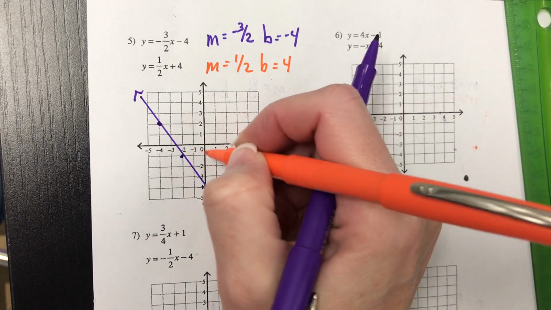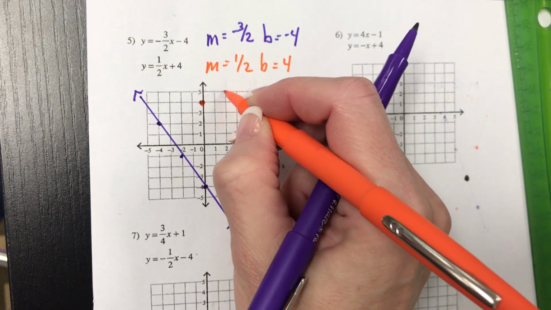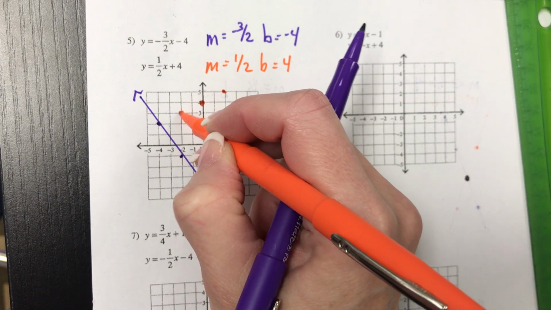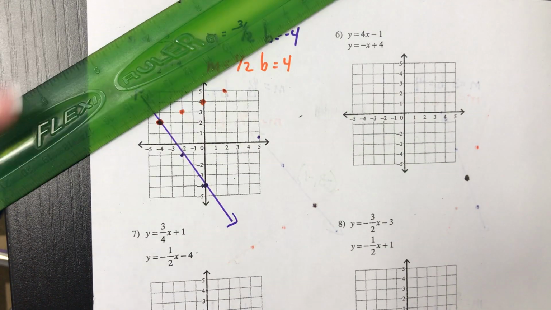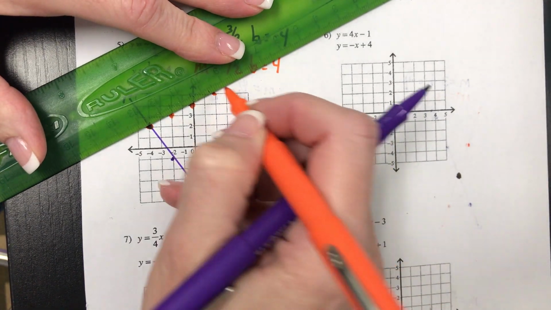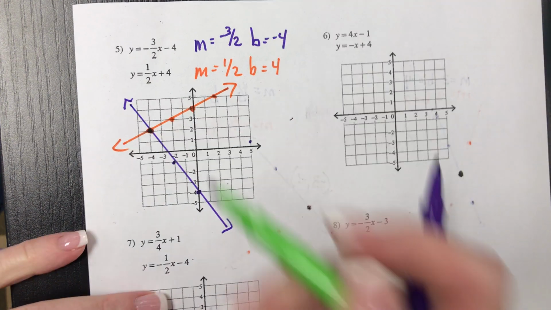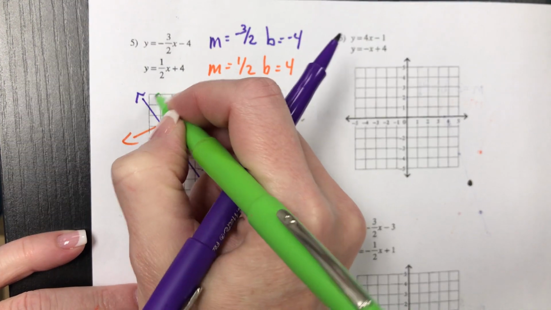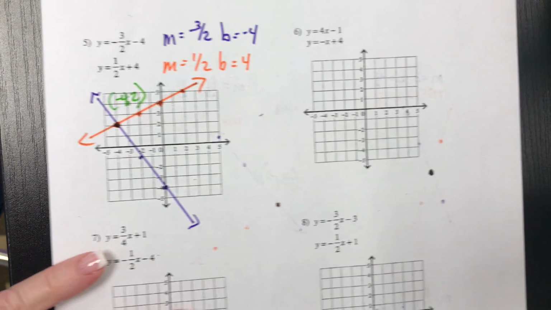All right, so B is 4, and my slope is 1/2, so up 1 over 2. We need to go this direction, so down 1 over 2, down 1 over 2, and there it is. All right, so our solution is this ordered pair, so -4, 2. All right, good job.